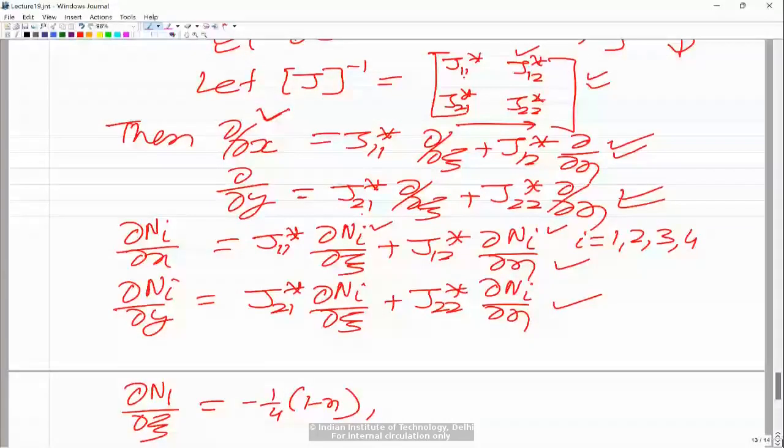And the same thing for del Ni by del y. In the same way, this relationship is written. So is that clear now?